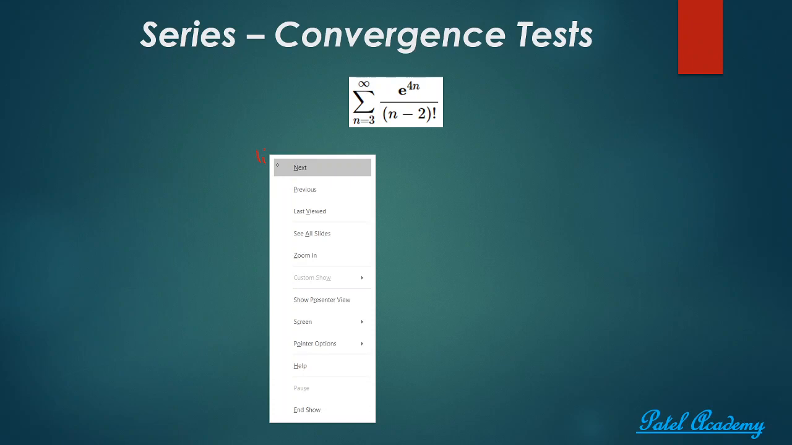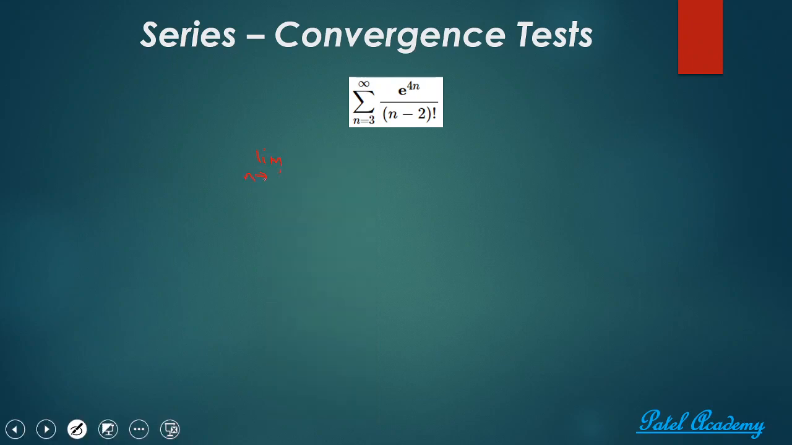So I take the limit as n goes to infinity of e to the 4 times n plus 1 over, sorry, I forgot the absolute value, n minus n plus 1 now, plus 1 minus 2 factorial, times, because I'm dividing, I'm just going to multiply by the reciprocal. So I'm going to multiply by n minus 2 factorial over e to the 4n. Wherever there's an n in this first term, I substituted n plus 1, and now it's just a matter of simplifying and identifying the limit.